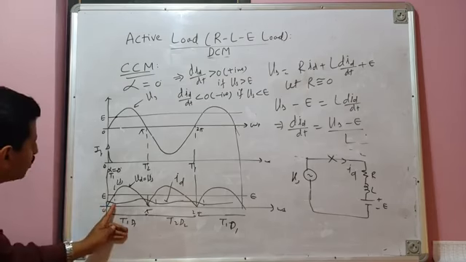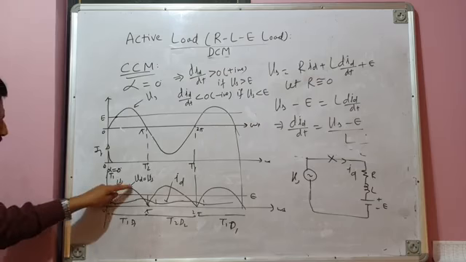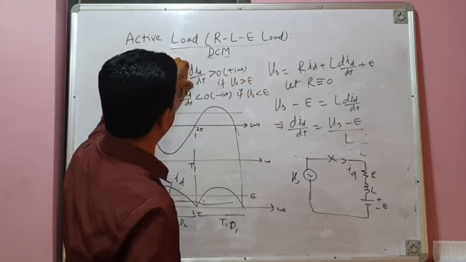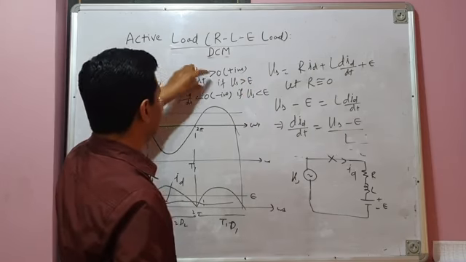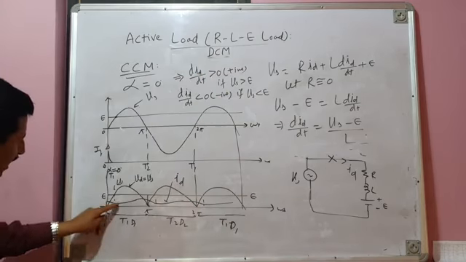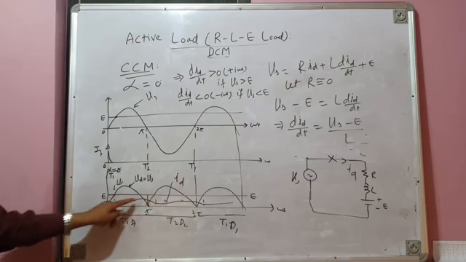And then from this point to this point, Vs is greater than E. You can see now Vs is greater than E. And when Vs is greater than E, what is dId by dt? It is greater than 0, positive. So it has a positive slope. Positive slope means current is rising. So using this logic, you can see.